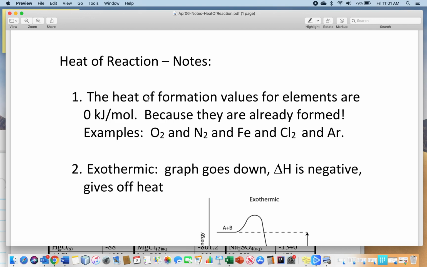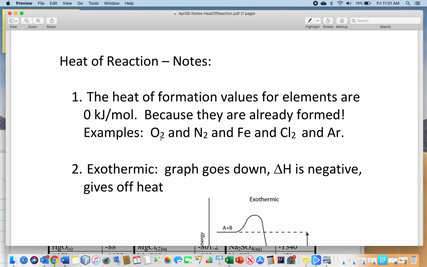So the heat of formation of a chemical substance, for a compound, is the heat either absorbed or released when it's formed, but there has to be a definition of zero. So the heat of formation of elements is zero, because they're already formed by Mother Nature or God or whoever you want to call it. They're already formed.